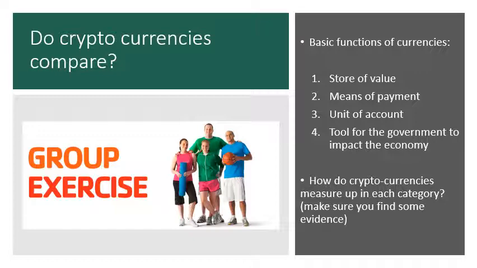So they aren't a reliable store of value. Since cryptocurrencies are traded like a stock, they don't store value in the same way fiat currency does. Means of payment, well, not that many places take them yet, so that can be a challenge. And since they're not controlled by governments, the government can't use them at this point for monetary policy. So that's another big drawback. But again, those four functions are the basic functions of currency.